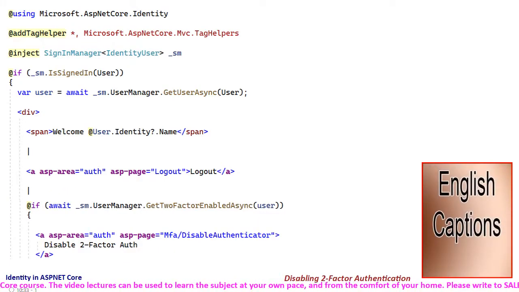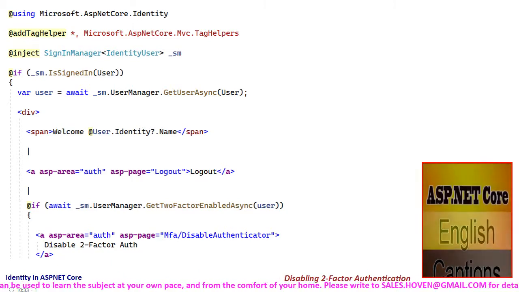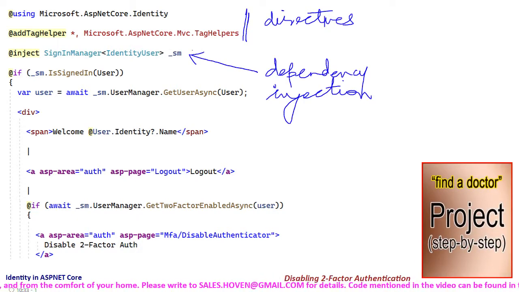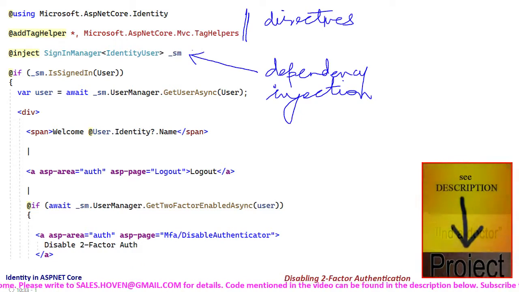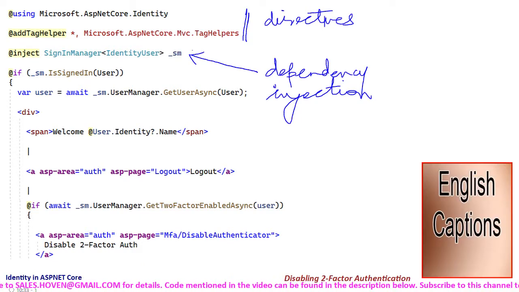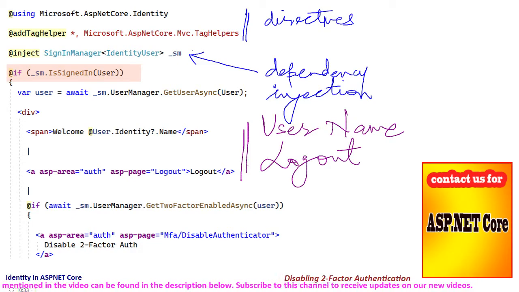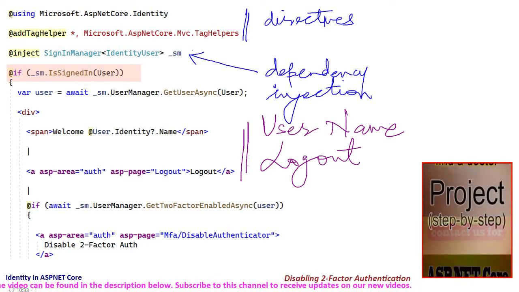Double-click and open it so that we can examine the completed page. First, we have the directives for our namespace and tag helpers. Then we have used dependency injection to obtain an instance of the sign-in manager class. An if condition checks if the user is already signed in. If he is signed in, then we display his username and a logout link.